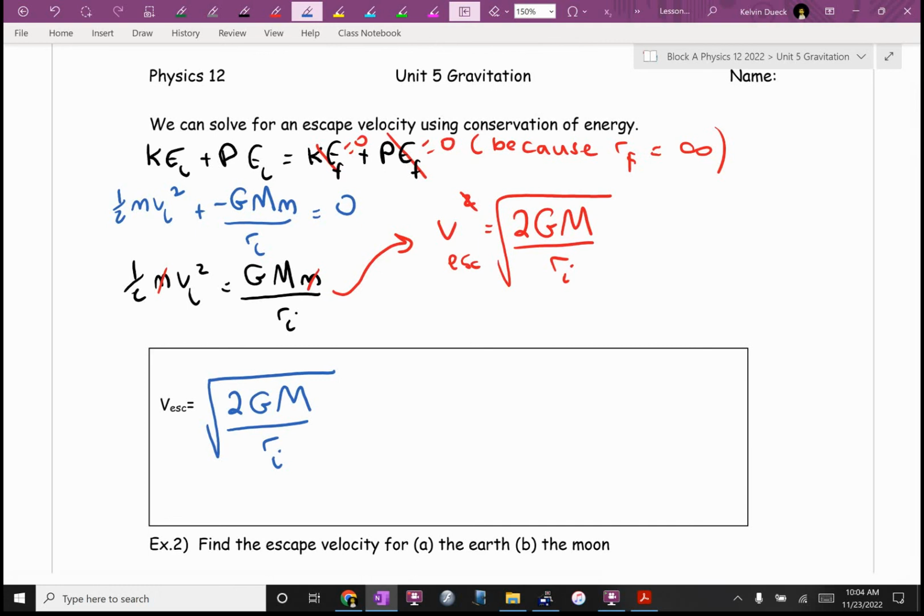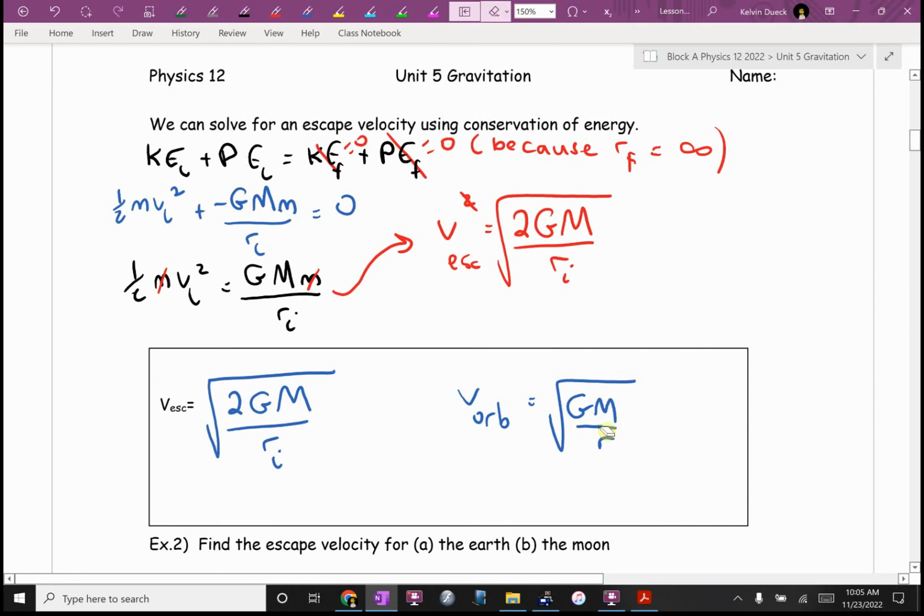Does anybody remember the equation for orbital speed? Don't write this down, just look up. What was V orb? It's kind of interesting that root 2 faster than that will put you out of orbit. What is the square root of 2 as a decimal? 1.41 times faster than that is enough to get you out of the solar system.